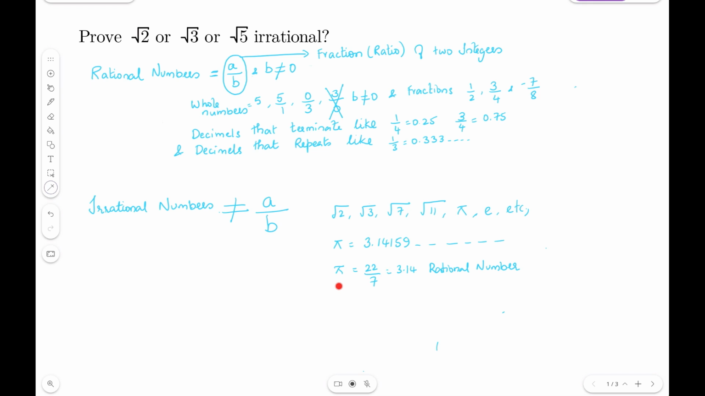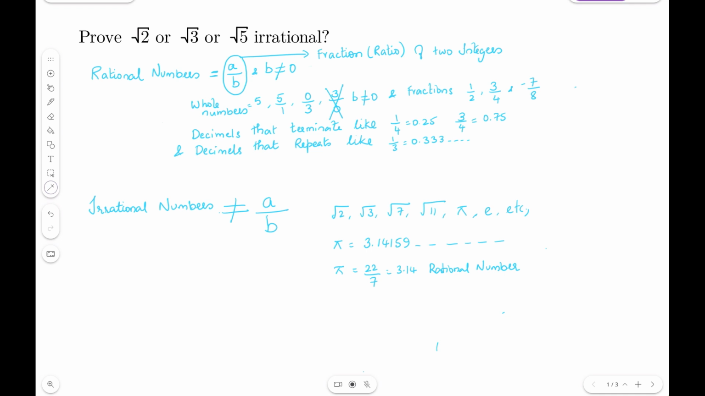But when you take pi as 22 by 7, because in some mathematics or physics problems you will be told to use pi as 22 by 7 instead of the actual value of pi, that value is actually a rational number, not an irrational number. But 22 by 7 or pi being 3.14 is of no matter for us now, because in this question we need to prove root 2 or root 3 or root 5 as irrational.